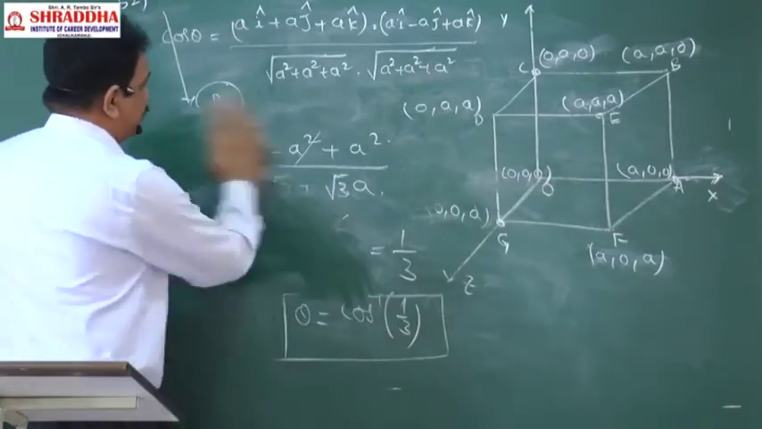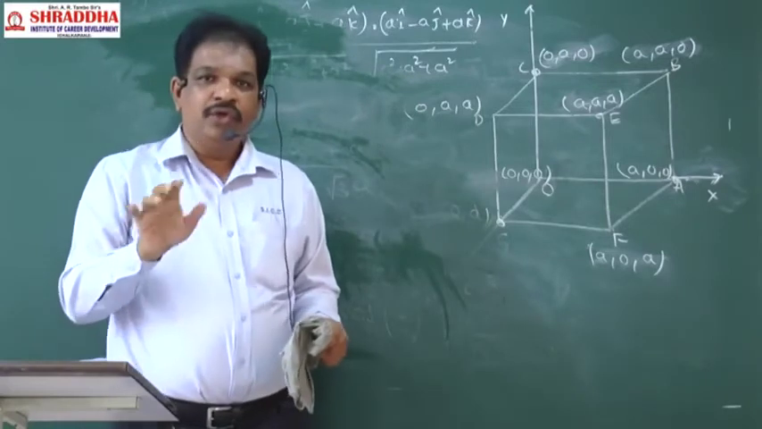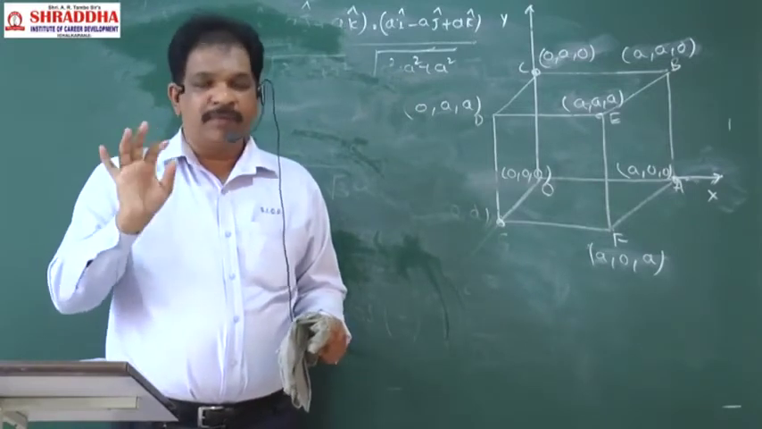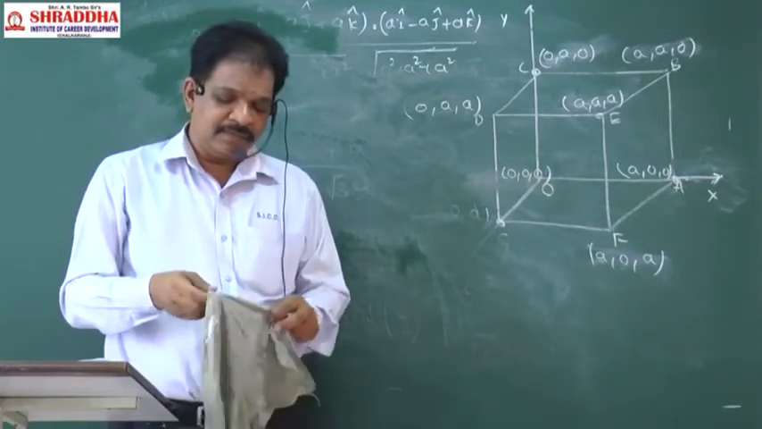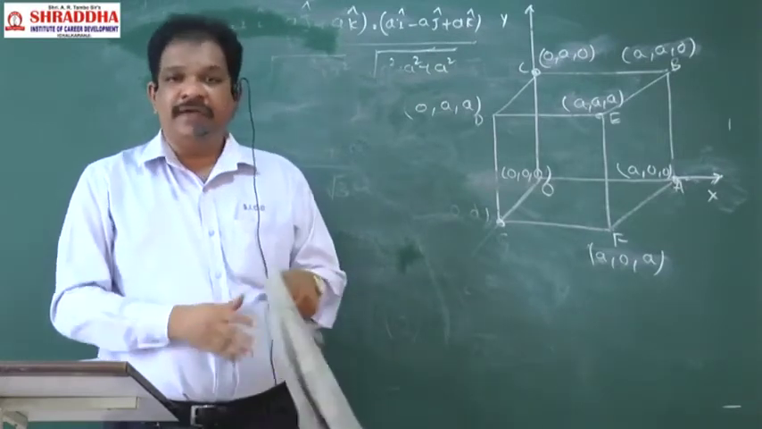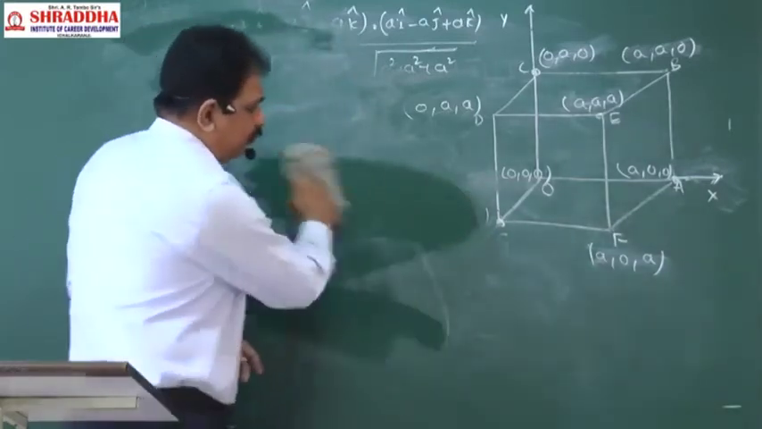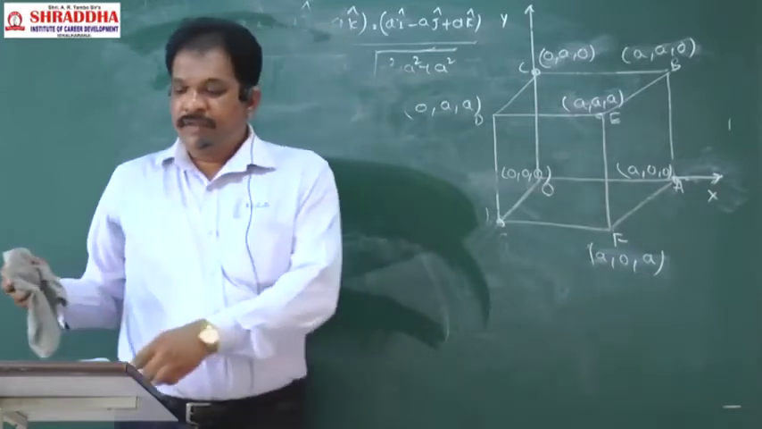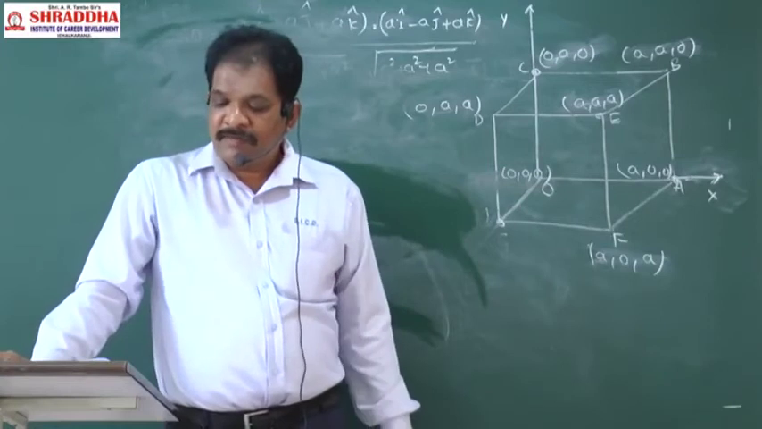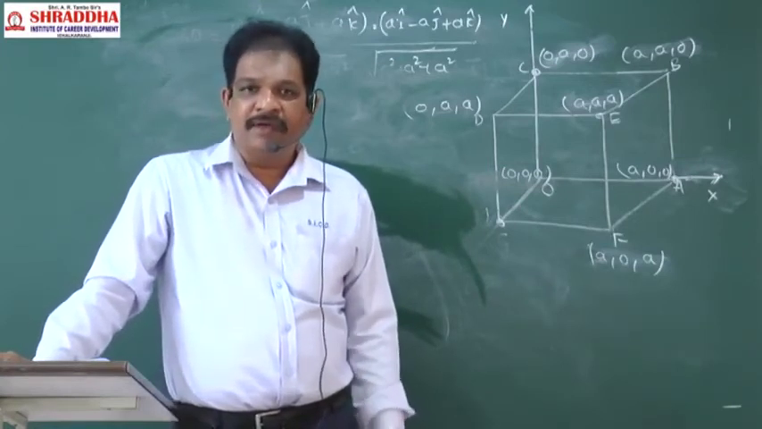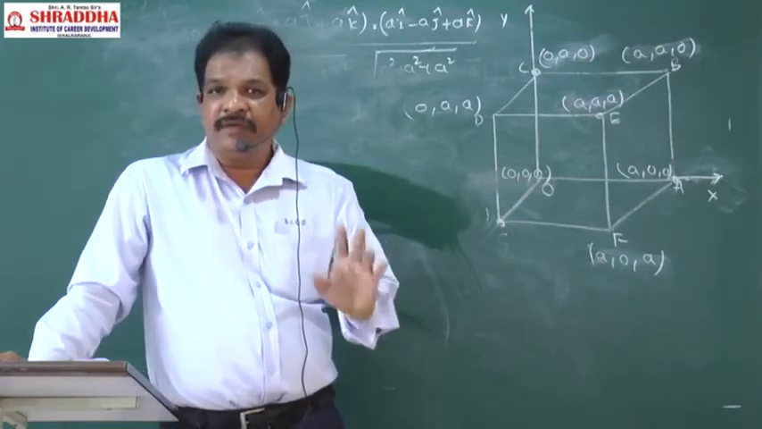Okay, next. What I am saying is, don't memorize all problems. It is impossible, you can't memorize. But standard questions will be there. Standard questions you memorize. Then (1 minus a bar dot b bar) by (1 plus a bar dot b bar) is equal to tan square theta by 2, standard.